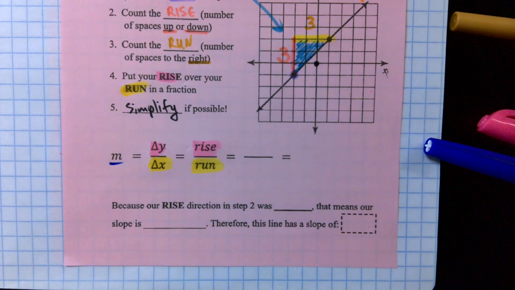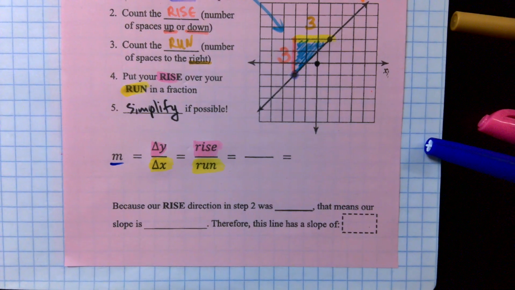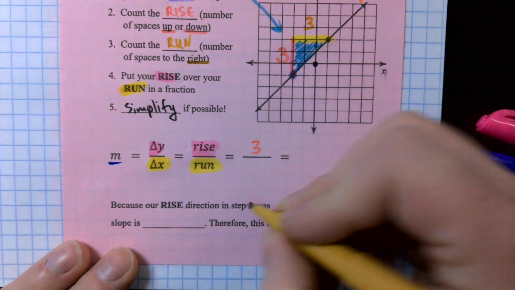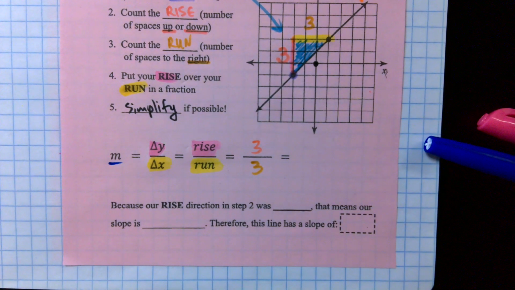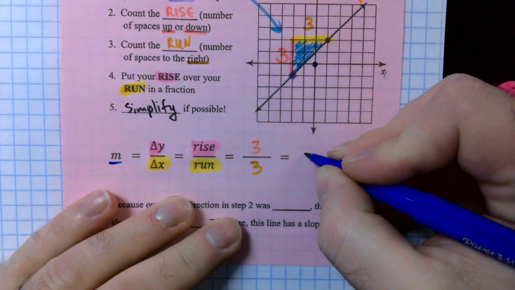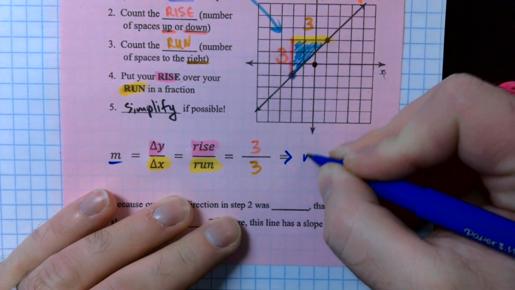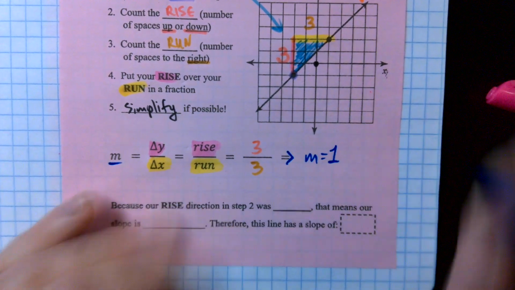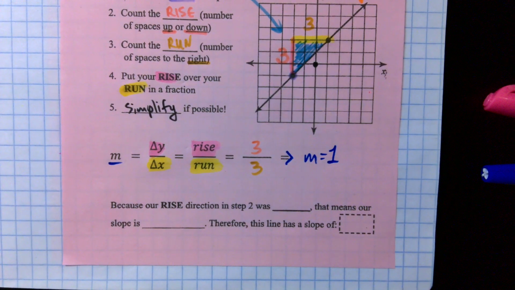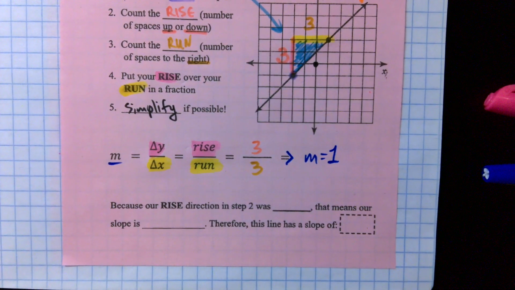All right? On our graph, when we made that slope triangle, how many spaces did we rise up again in pink? 3. How many spaces did we run over to the right in yellow? 3 again. Well, what is 3 divided by 3? 1. What are my units here? Nothing.